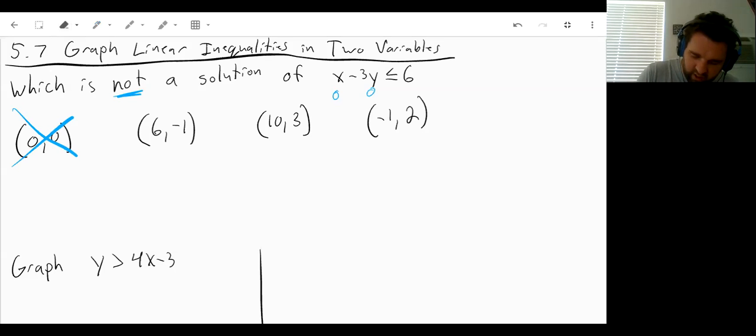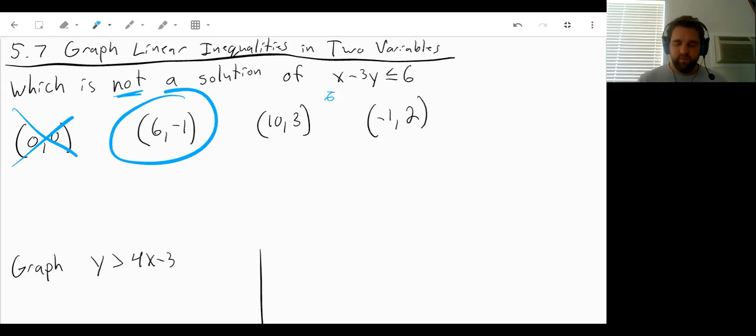So now we can go and try the next one of 6 and negative 1. So if we have 6 minus 3 times negative 1, that would be the same as adding a positive 3. So that would give us 6 plus 3, which is a positive 9. Is 9 less than or equal to 6? No. So that one is not a solution. So that has to be our answer.